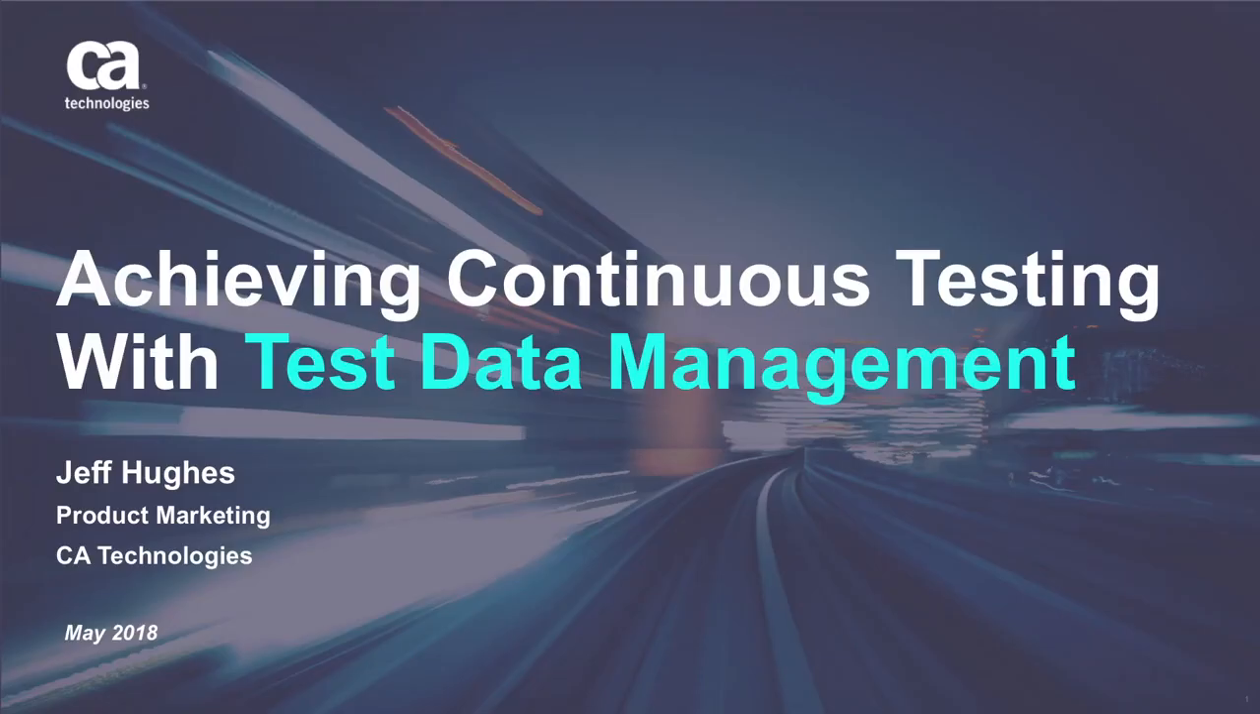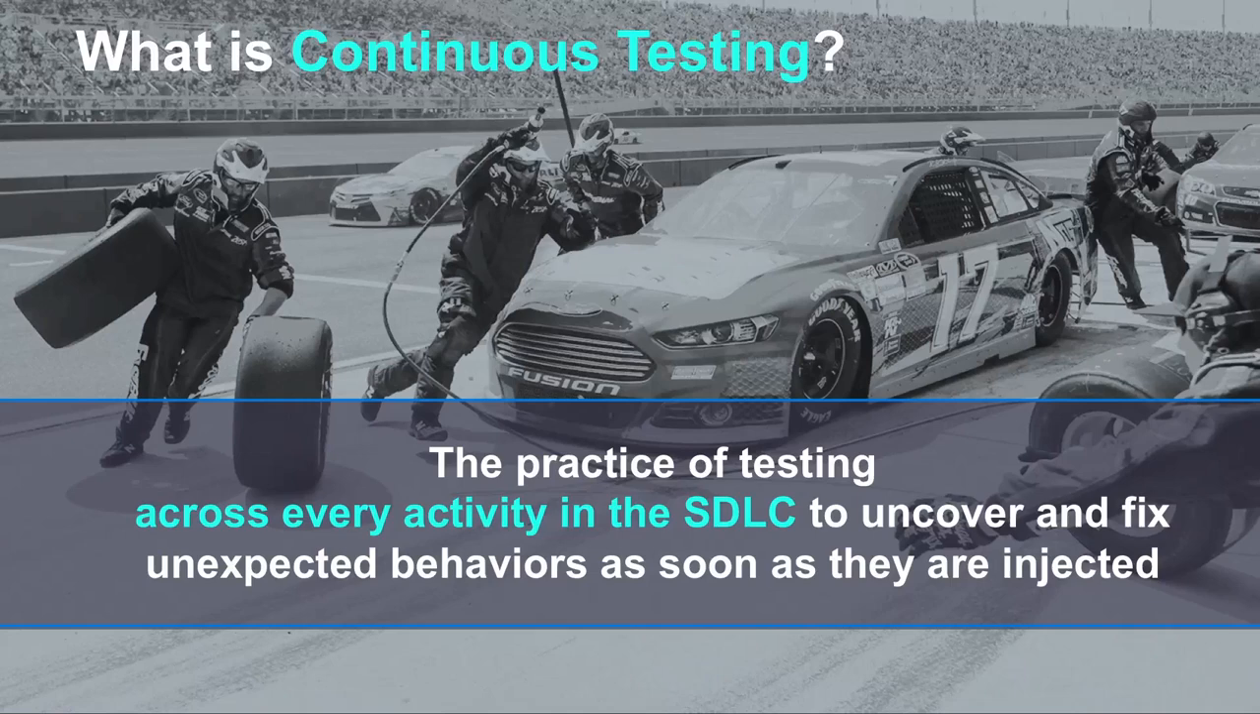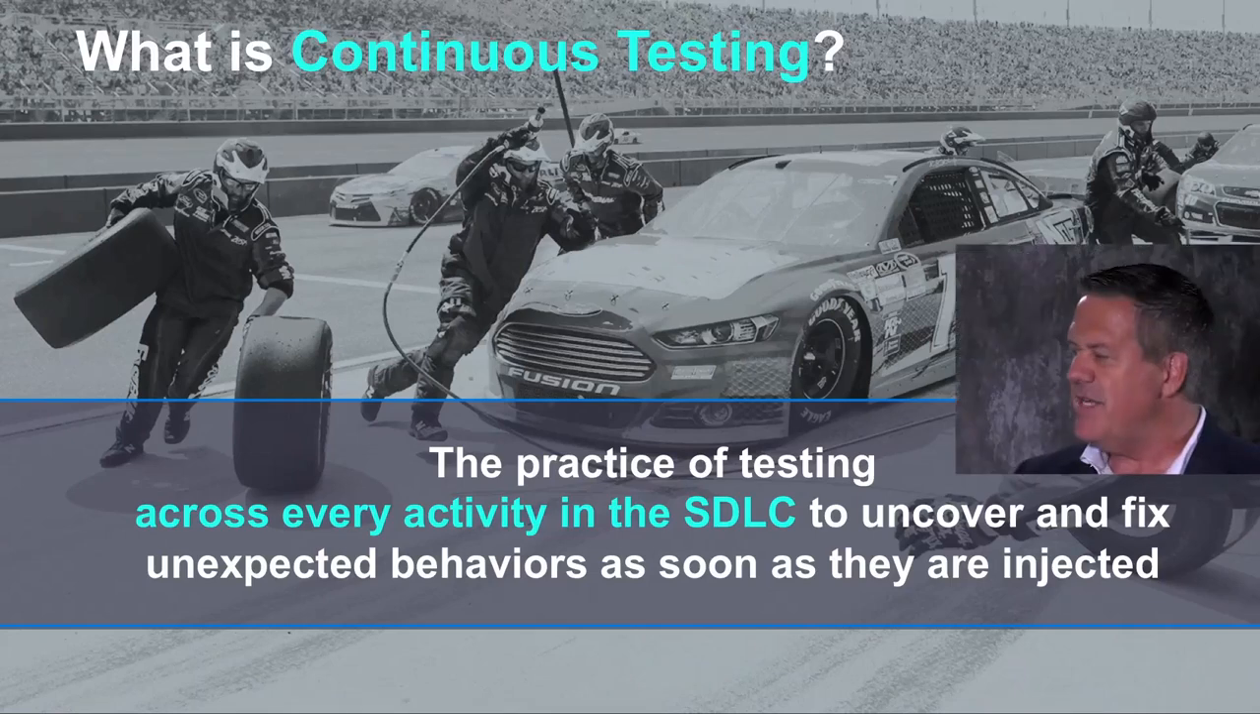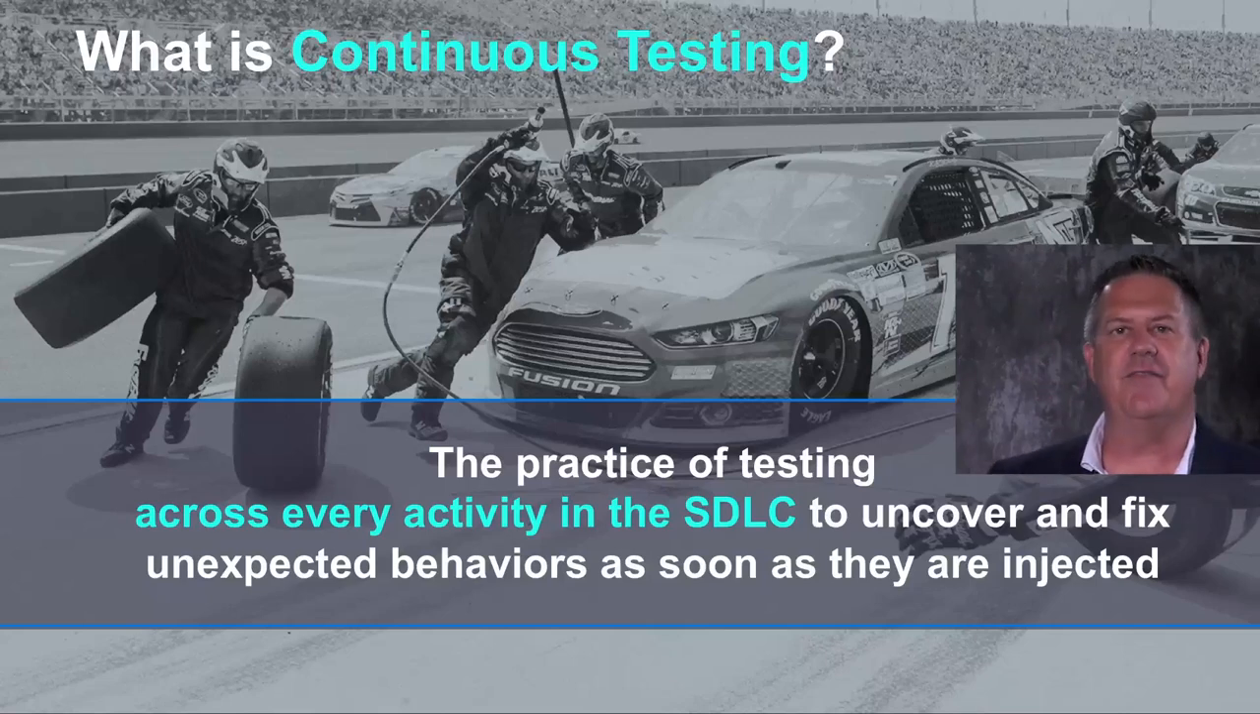Today we're going to talk about continuous testing with test data management. So the first question is, what is achieving continuous testing? Basically, it is the practice of testing across every aspect of the software development lifecycle to uncover and fix unexpected errors and bugs as soon as they are injected into the system. And so it's this idea of moving the whole testing process earlier in the development stage. So rather than developing code and waiting till the end of development to test, we're now introducing testing at multiple stages within the development life cycle.